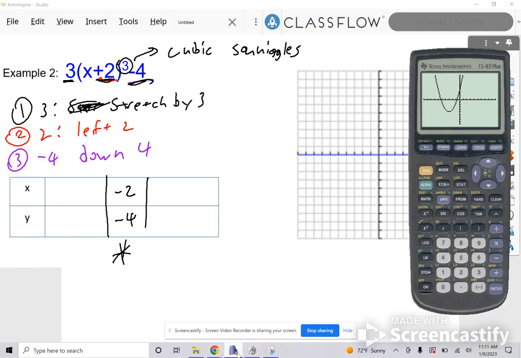Now your calculator is going to look very different from mine here. I apologize for that, but there's no way for me to get an 84 on here. So we're going to put 3, parentheses, x plus 2, close parentheses, caret. On your screen, it's going to put that number up there for you, and you're going to put that 3 up there. Oops.